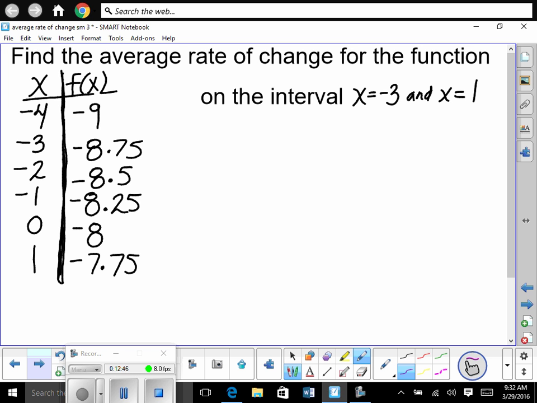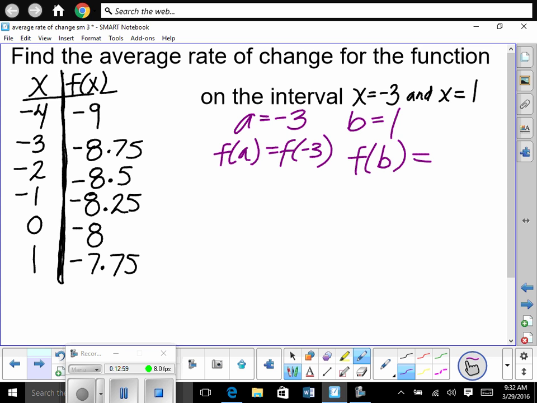So my a value would be -3. My b value is 1. So to do the formula for average rate of change, we need f of a, we need f of b. So let's think about it. Doesn't f of a mean what's my function at -3? Okay, what is my function at -3? -8.75. What's my function at b? Which once again means what's my function at 1?